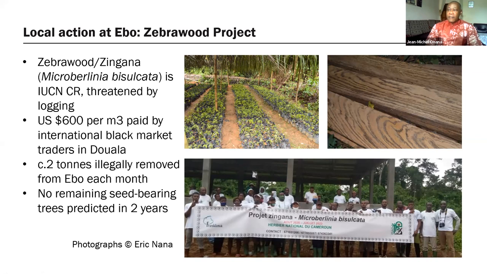As you can see, it is sold at $600 per cubic meter on the black market in the seaport city Douala. About 2,000 are illegally removed from Ebo each month, and no seed-bearing trees are predicted to remain in just 2 years. In the picture, you have a team of the project during the launching ceremony, and above, you have a nursery and how the wood looks.